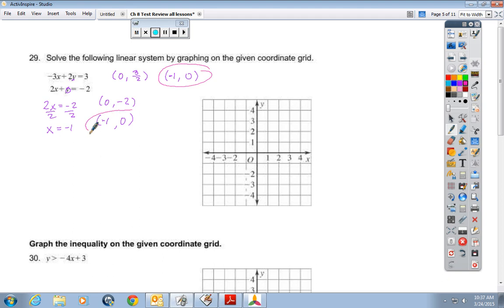Because this doesn't give you a perfect number, it's really hard on this graph to graph 3/2, which is 1 1/2. It's hard to graph. I mean, you can do it. 0, 1 1/2 ends up being right here. And then your other point is 0, negative 1, and you draw your line. And then for this one, your points are 0, negative 2, and negative 1, 0. And you can see that they're going to cross right here.